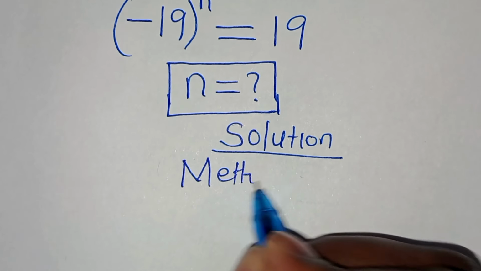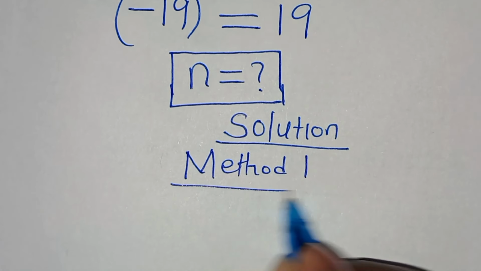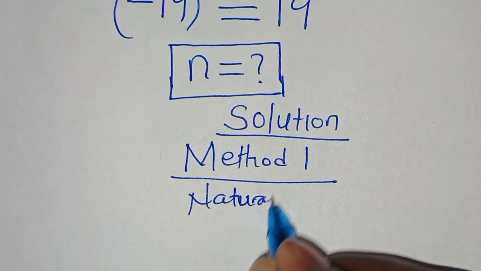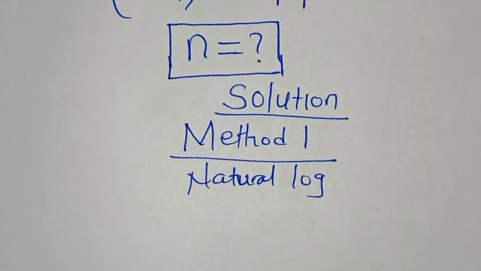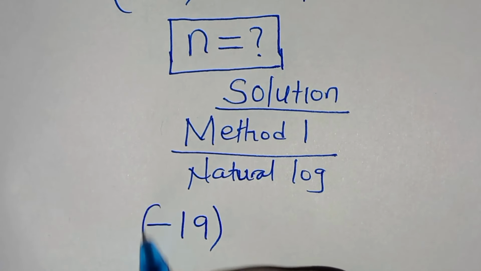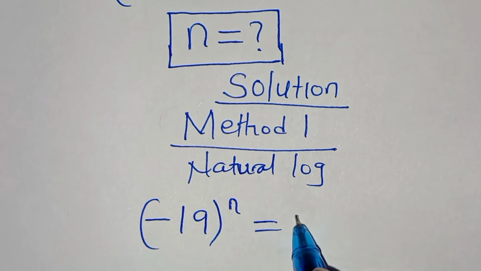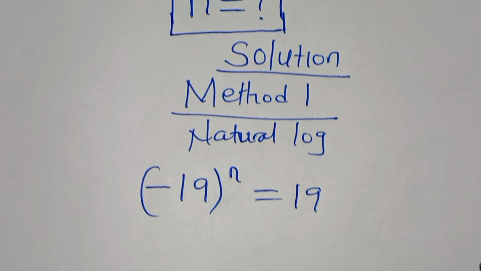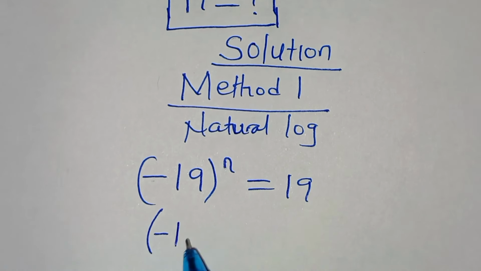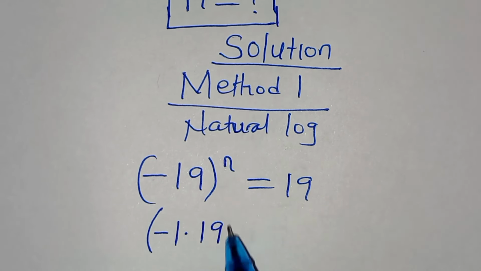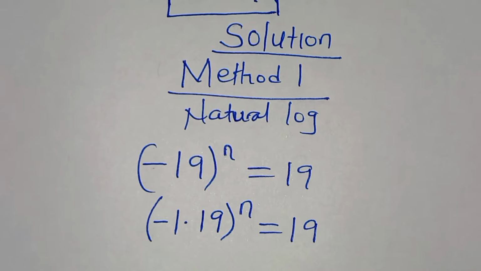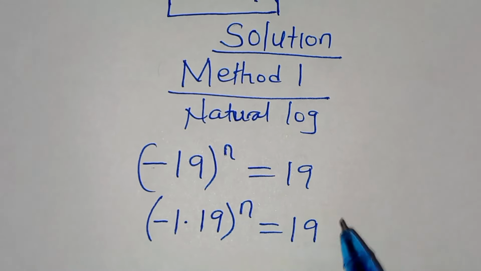Let's start with method 1, which is the use of natural log property. So we have (-19)^n equal to 19. We can express -19 as -1 times 19, so we have (-1 × 19)^n equal to 19.